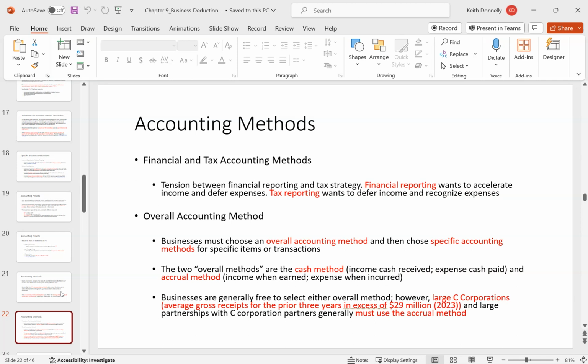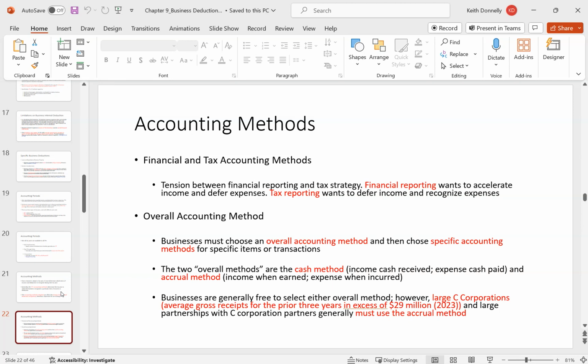And when we talk about the tax return, when we talk about the methods we're using, there's generally going to be an overall method. Like, what's the overall thing you're doing? Are you going to be cash method or accrual for tax? And then for specific items, we will have specific methods.